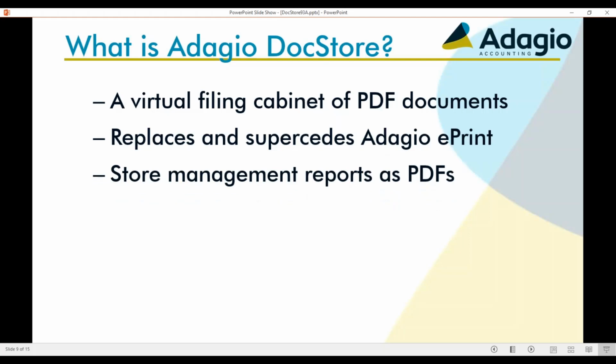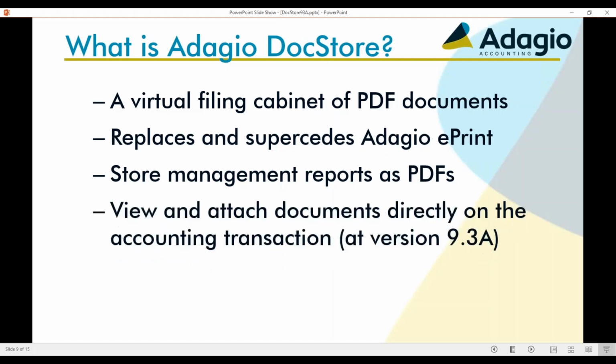Some of the features that you can enjoy with Adagio DocStore, just as with ePrint, you can store your management reports as PDFs. So rather than having to print out your posting journal or your batch listings or a detail listing or an aged trial balance or any of those other management reports from the reports menus in Adagio, you can instead save them in PDF and name them automatically, perhaps with a fiscal period or year or a batch number or posting sequence or a calculate as of date. So there's ways of organizing your management reports. You can also view and attach documents directly in the accounting transaction, some of which we've just seen today.